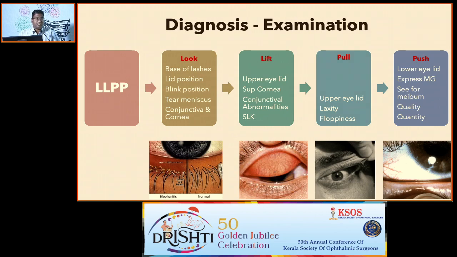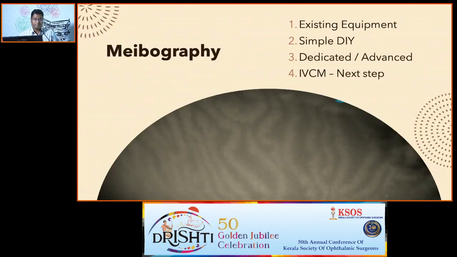One more important thing, if you don't have access to meibography, this is the ASCRS recommendation, LLPP. Always look for the lash, lid position, blink position and tear meniscus. Lift the upper lid and look for the superior conjunctiva for SLK, upper lid laxity and floppiness, and push the lower lid and express the MG to see the meibum quality and quantity. LLPP should be run routinely for all your cataract and any other refractive procedures as a primary procedure.